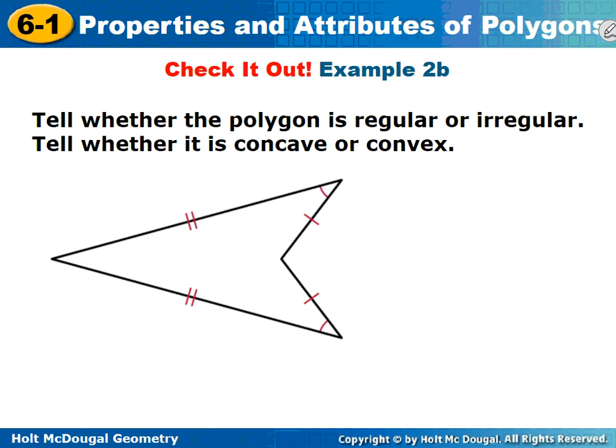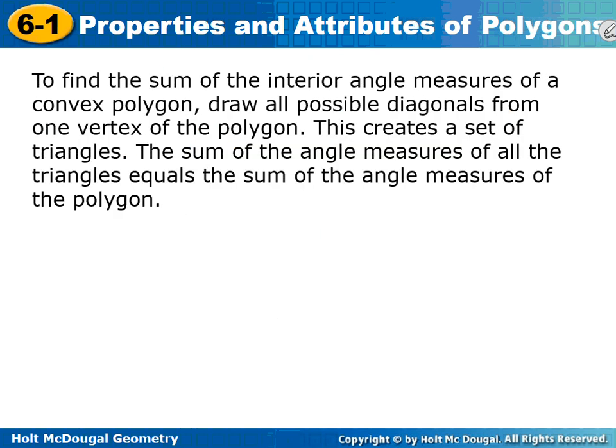And the last one, let's go with Lily. Regular or irregular? Irregular. It is not equilateral. It is also not going to be equiangular. Concave or convex, Nicholas? Concave. It's caving in. Or again, if I were to connect these two, my diagonal is outside my shape. Any questions on those vocabulary words? All right, should be easy.